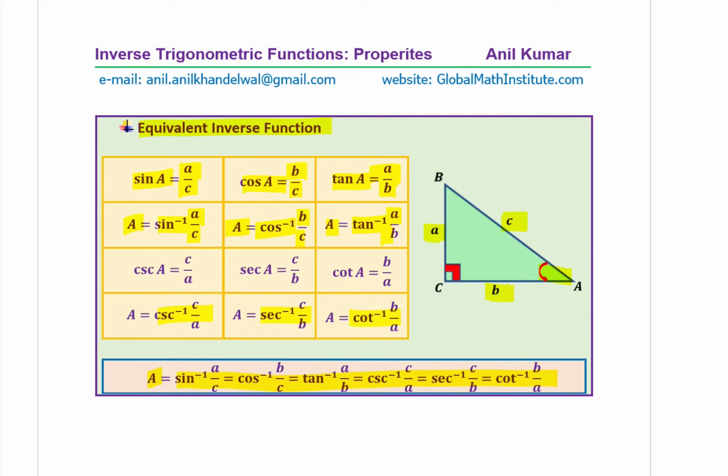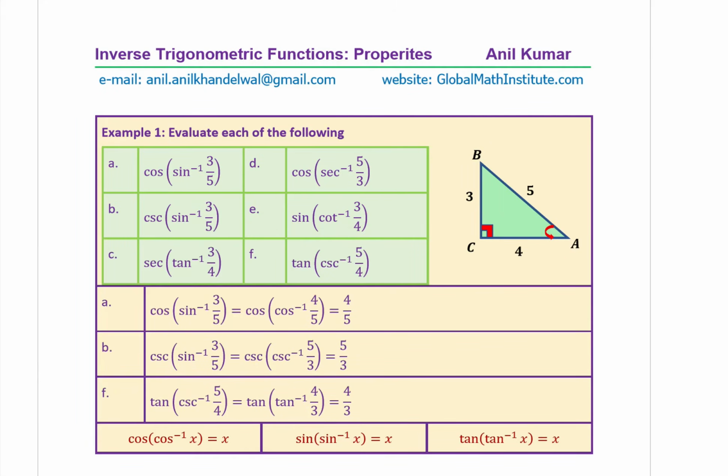Let's take our example number one. There are many parts to this, six of them. I will do three of them, right? (a) is cos of sine inverse 3 over 5. Let us try to think about it. You can actually pause the video at this stage. There are six parts; solve them, and then look into my solutions. I'm providing solutions for only three of them. The other three should follow the same path.